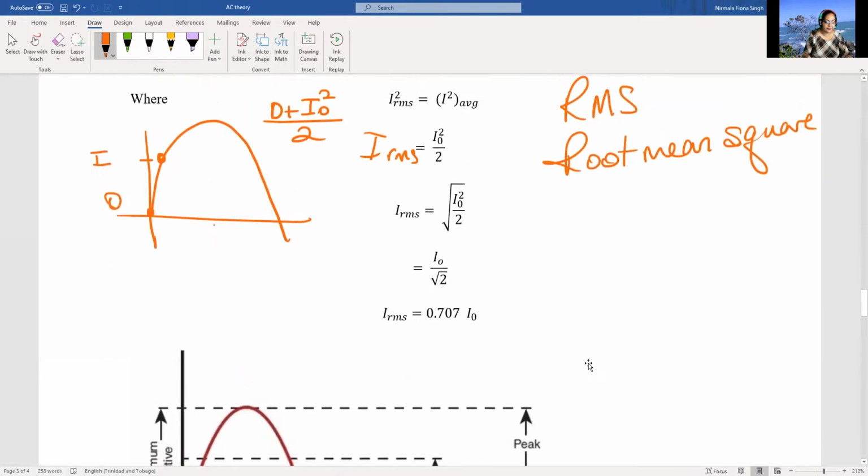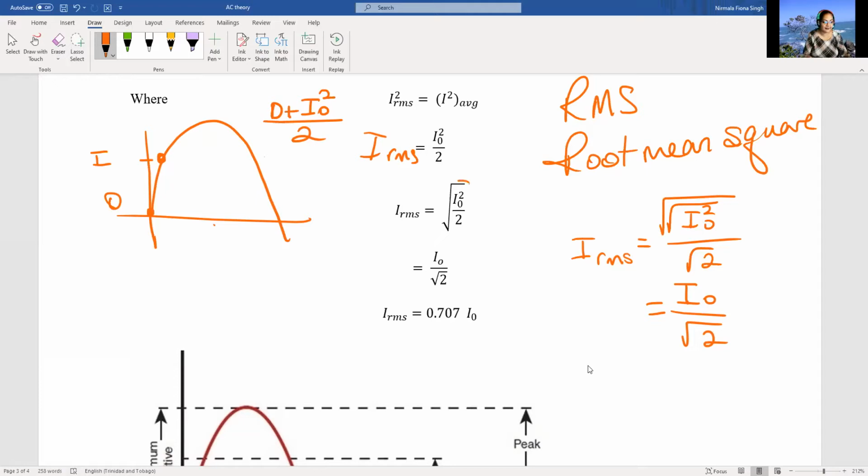Since it's being divided, we can split it up. I RMS is equal to the square root of I naught squared over the square root of 2. You can break the dividing sign up across multiplication or division. The square root of I squared is I, so you get I naught over the square root of 2. This is how we say RMS is the root mean square of your current. It's a long term, but it's the square root of your mean I squared value. So I RMS is equal to I naught, your initial current, divided by root of 2.